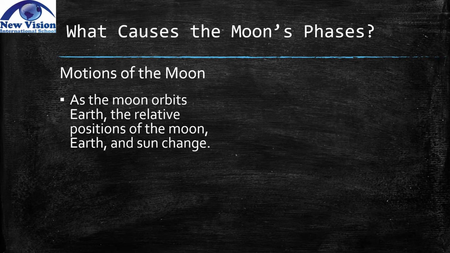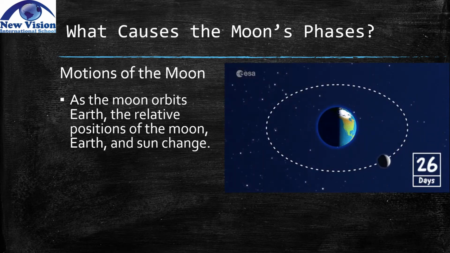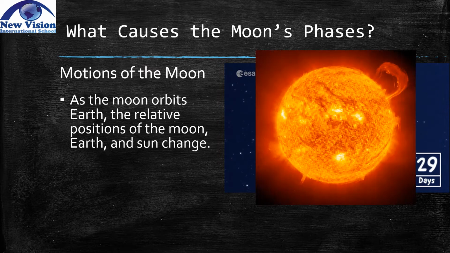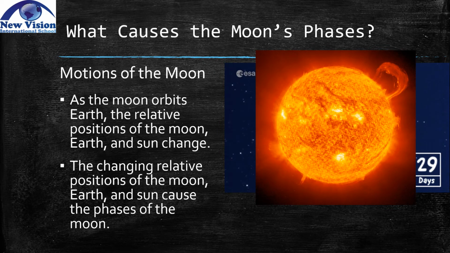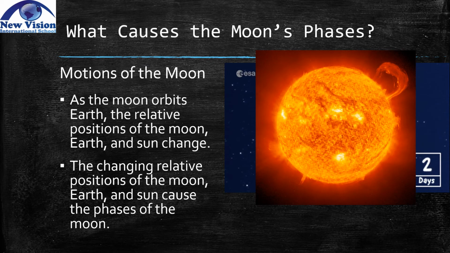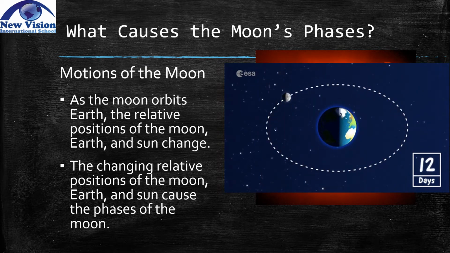As the moon orbits Earth, the relative positions of the moon, Earth, and sun change. So when we say relative position, it is a point established with reference to another position that is either moving or fixed. The changing relative positions of the moon, Earth, and sun cause the phases of the moon.